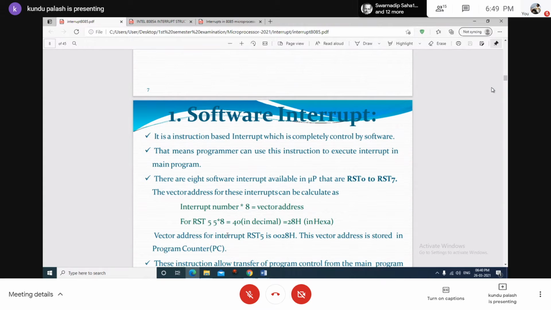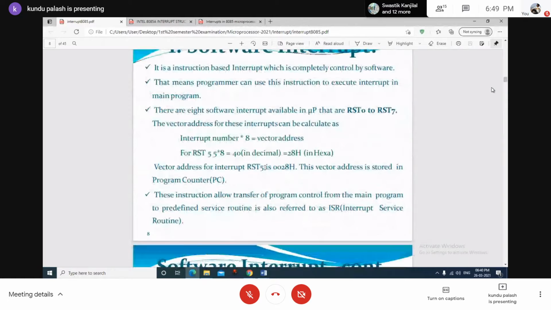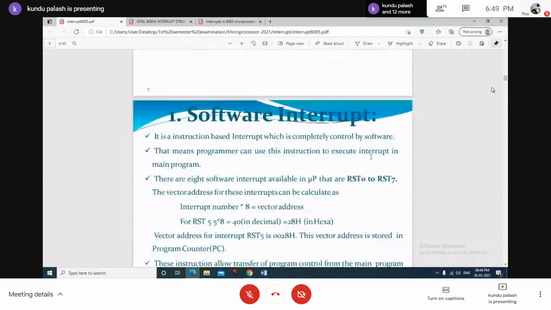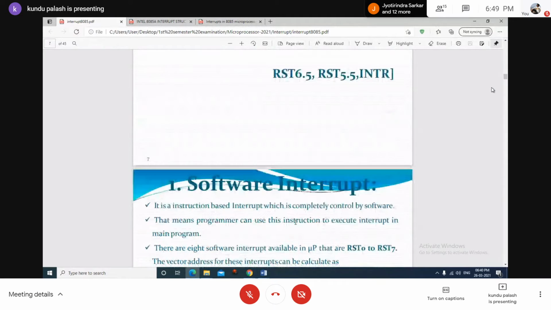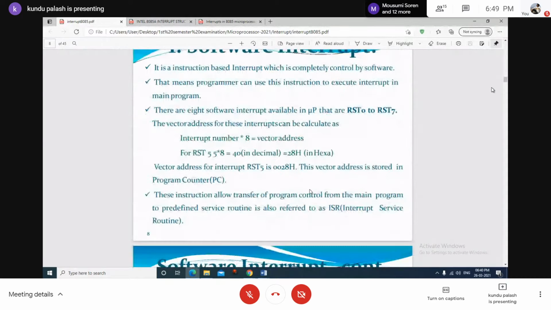So the vector address for RST 5, which is a software interrupt, because RST 5 is not a hardware interrupt, it is a software interrupt which falls in this line, is 28. The vector address for RST 5 is 5 into 8, which is 40 in decimal, that is 28 in hexadecimal. But for 5.5, it will not be 40, you can calculate. The program counter will be loaded with the vector address as calculated using this formula.